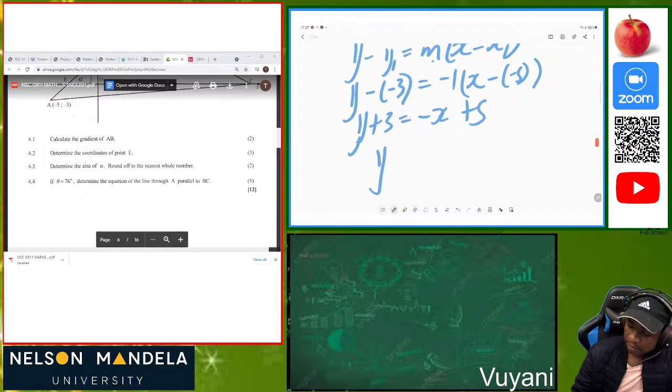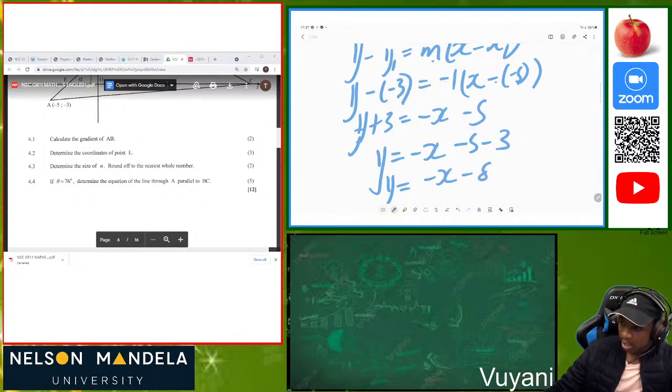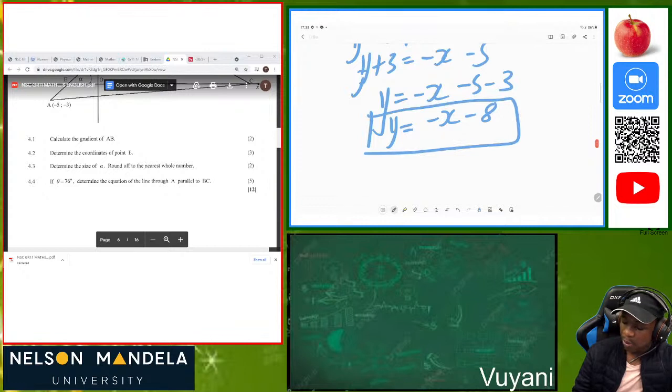Then y is equal to negative x, then 5 minus 3 is positive. Is it going to be plus 3? Let me just check so that I see if I didn't make a mistake. Oh, okay. It's going to be plus here, but it's going to be negative this side. Sorry, because negative times negative is positive 5, but positive times the gradient, which is negative, you're going to end up having negative 5. Please forgive me for that error. Negative 5 minus 3, then you end up having the equation, which is y equals negative x minus 8. So this is the equation which they want.